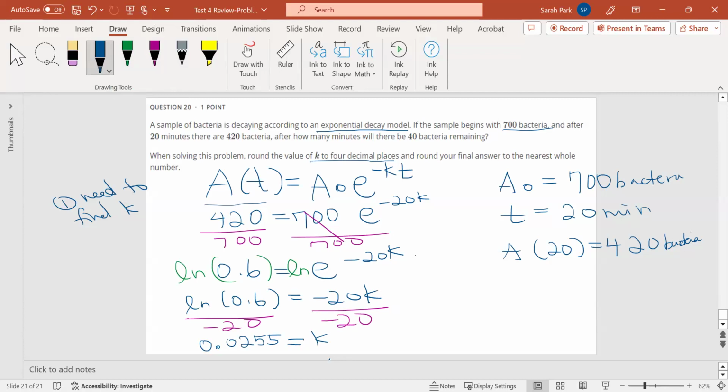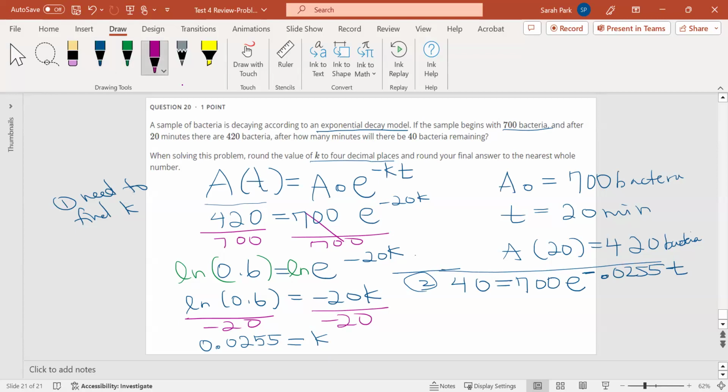Okay, next we need to find the number of minutes when there's 40 bacteria remaining. So this is part 2 of the problem, where you reset the equation as 40 equals the initial, which is 700, times e. We already know the k value would be negative 0.0255. And then t is the unknown. So that's what you're trying to solve for.